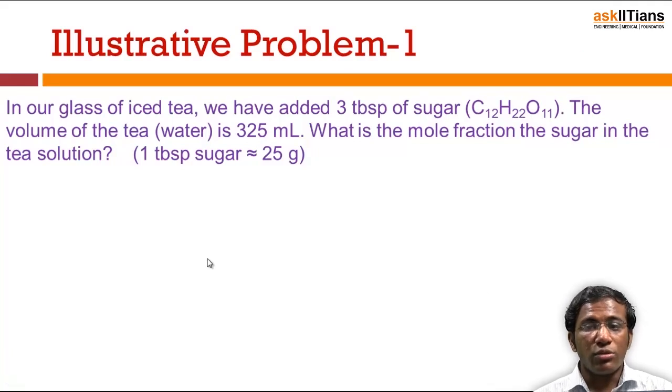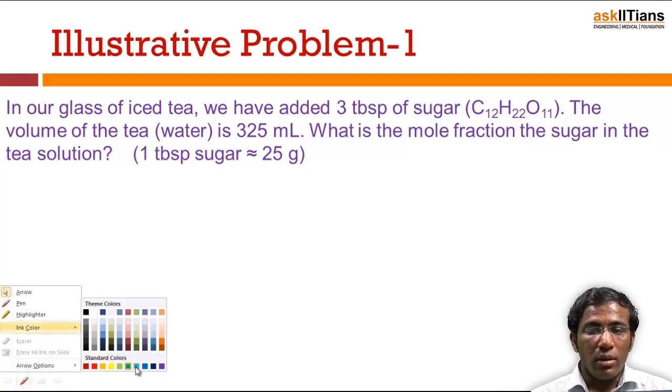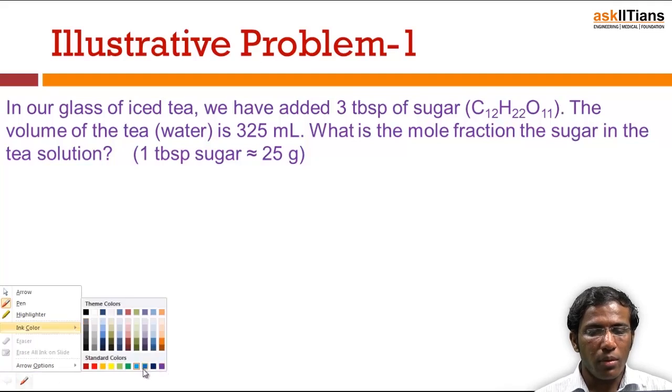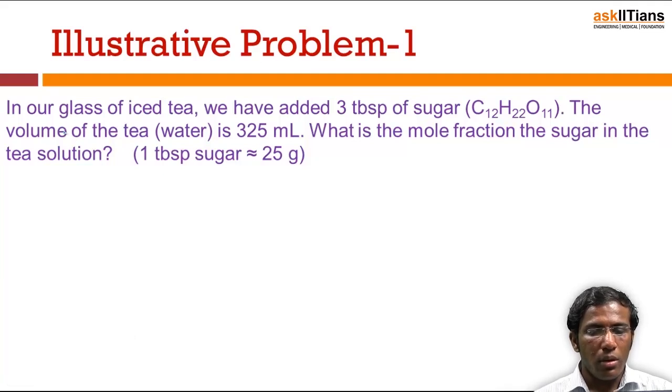Okay, so let's solve a problem based upon the concepts that we discussed till now, that is, the ways of expressing the concentration. This is the first problem. In our glass of iced tea, we have added 3 tablespoons of sugar, that is C12H22O11. The volume of the tea, that is water, is 325 ml. What is the mole fraction of the sugar in the tea solution?